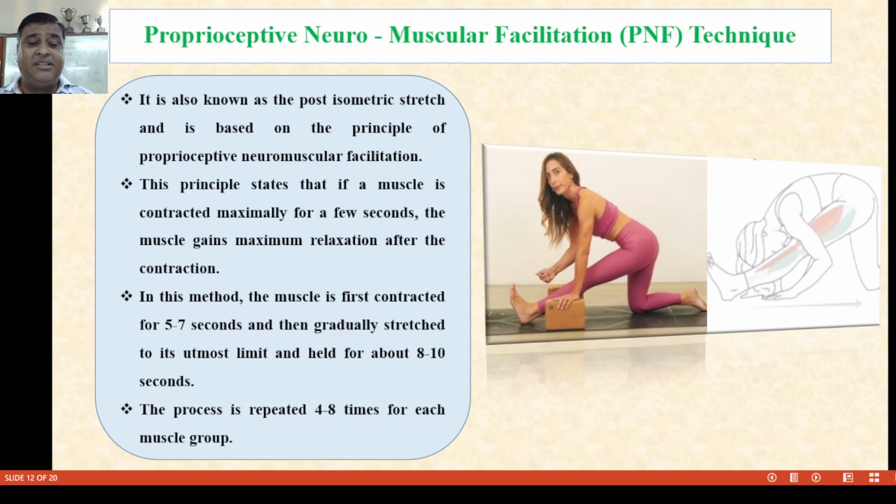In this method, the muscles are first contracted for 5 to 7 seconds and then stretched to the utmost limit and held for 8 to 10 seconds. The process is repeated 4 to 8 times for each muscle group.